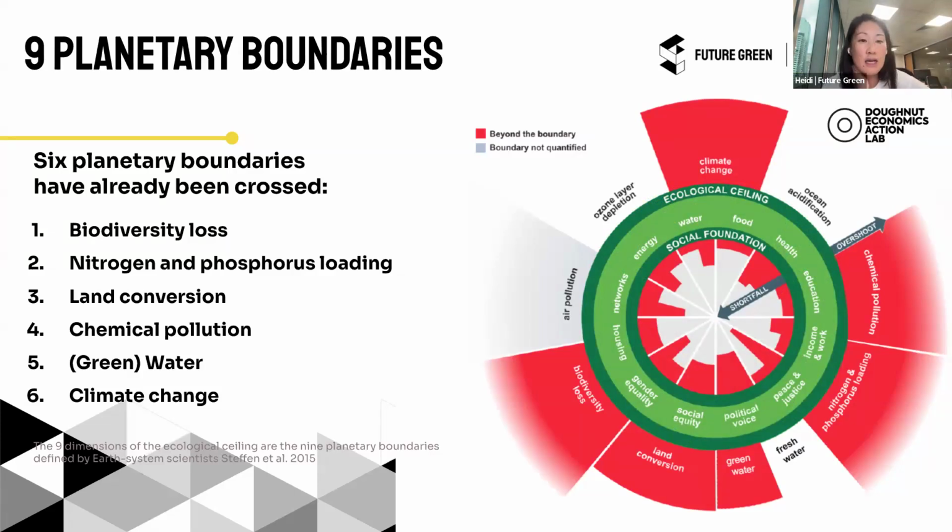So you can see the red arrows pointing inwards showing where we're not meeting basic human needs on a global level. So what do we mean by basic needs? We mean water, food, education, and equity. So in order to meet these social needs, we need all our planetary resources to work.